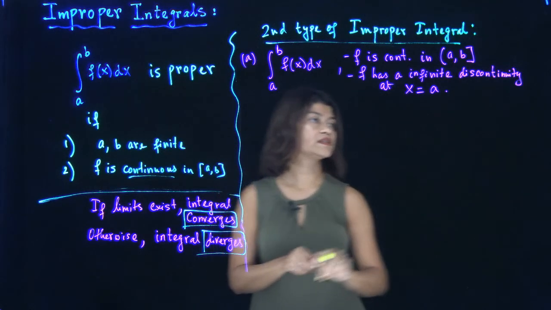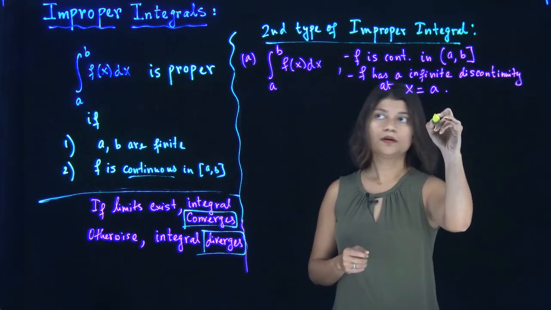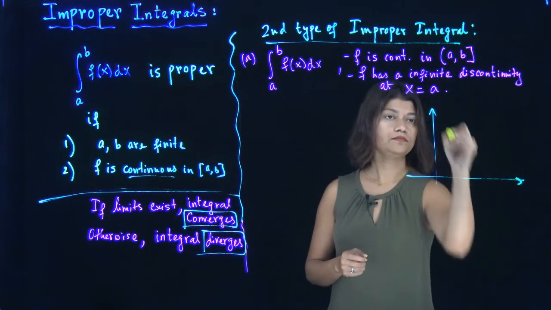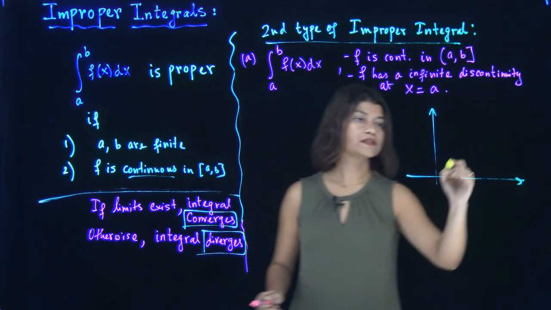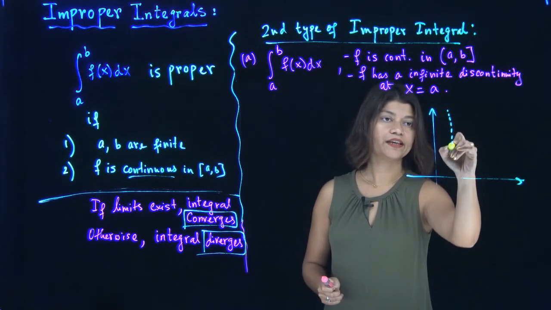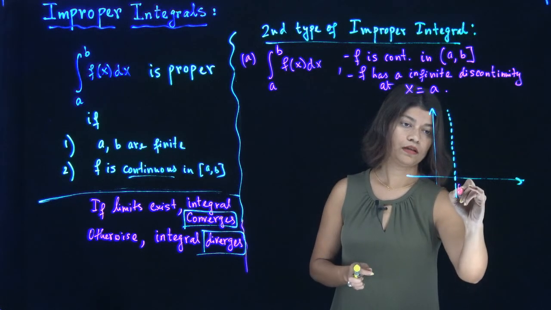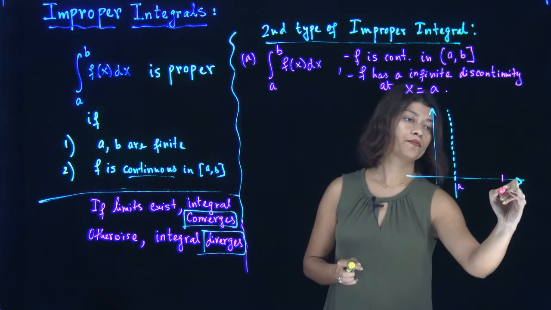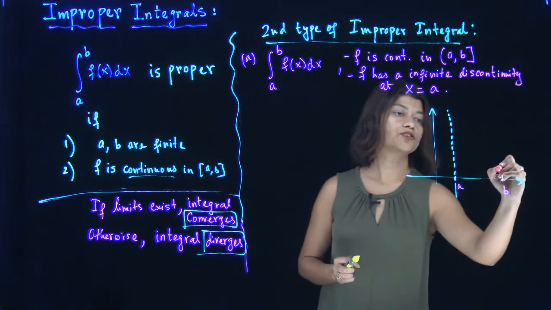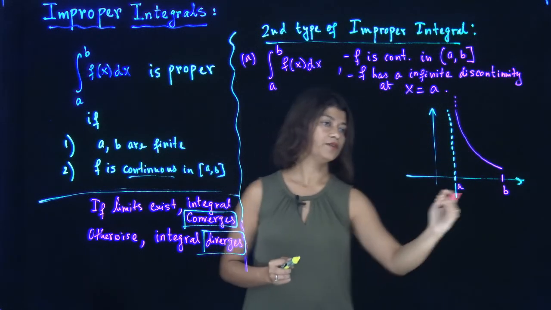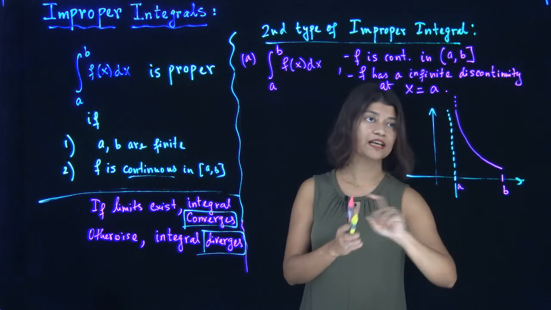Okay, so let's see if I can show you. This looks something like this. Let's say here is my x equals a, and you are going up to b. And let's say the function looks something like this, and you are evaluating from a to b. So do you see what's happening, right?